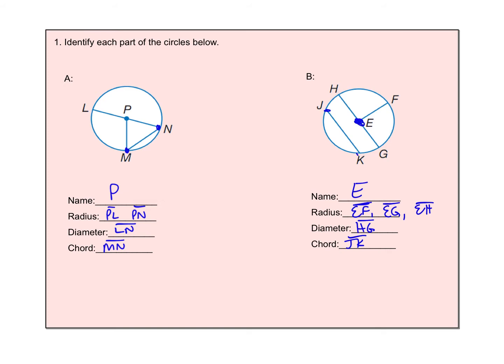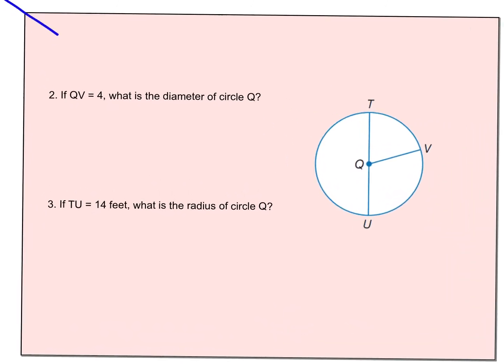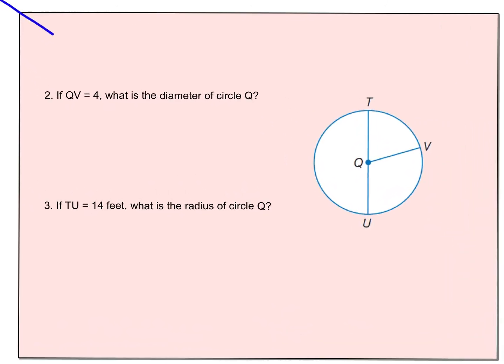So my center is the letter in the middle. What's a radius? What's a diameter? Chord? You need to be familiar with that. Okay, so now as I look, QV is going to equal 4. Okay, so let's mark that. QV is going to equal 4. What is the diameter of the circle Q? So I know Q is the circle I'm talking about because that's what the letter in the center is.